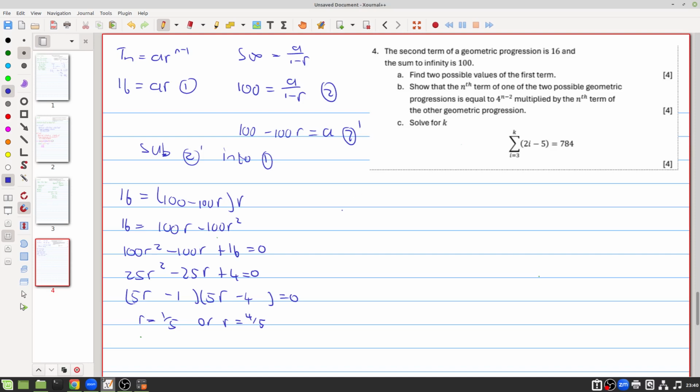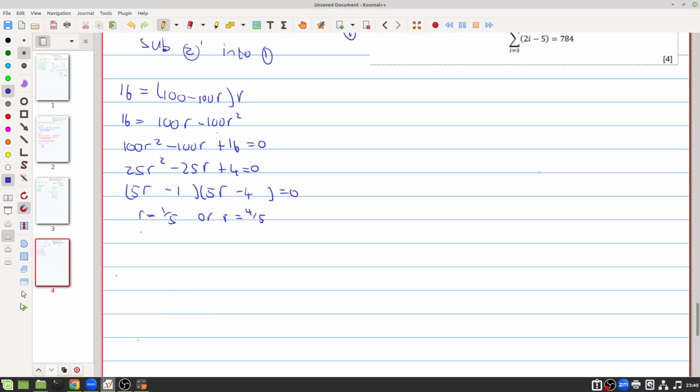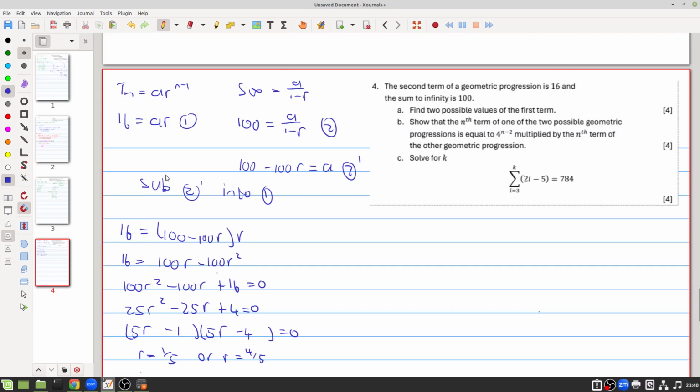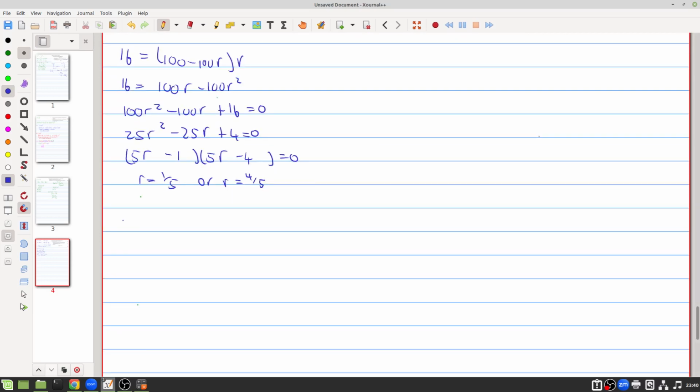I'm going to use equation 1 again. So equation 1 was 16 equals AR. So we're going to say for this one, 16 equals A times R, and for this one, 16 equals A times R. All right, so divide both sides by 1 over 5. So 16 divided by a fifth is 80. And then 16 times 5 is 80, divided by 4 is 20. Okay, so those are the two possible values for A.